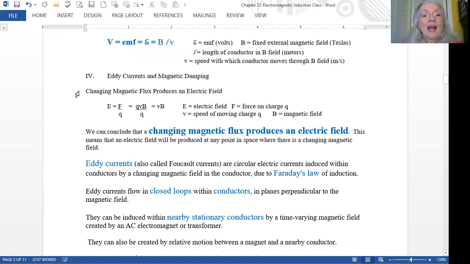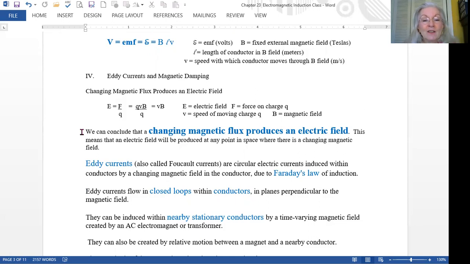So when you have a changing magnetic field, you're going to have a changing electric field. And so E is going to equal little v times B. So E is the electric field, little v is the speed of your moving charge, and capital B is your magnetic field. We will not actually be calculating with this equation. You don't need to memorize it. I just wanted you to know where the terms were coming from. So you can conclude that a changing magnetic flux produces an electric field.